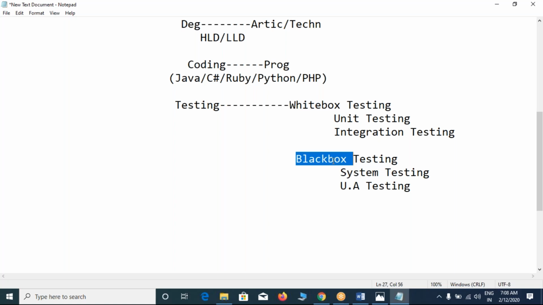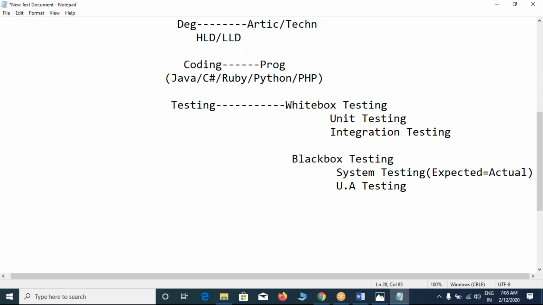Guys, in the black box testing phase, our job is finding defects. What is the first one? System testing. System testing means we have to compare the expected value and the actual value. What is expected, what is actual? Before developing the application, the client requirement is called expected. The application developed based on the requirement is called actual. So in the system testing phase, we have to compare whether the expected value equals the actual value or not.